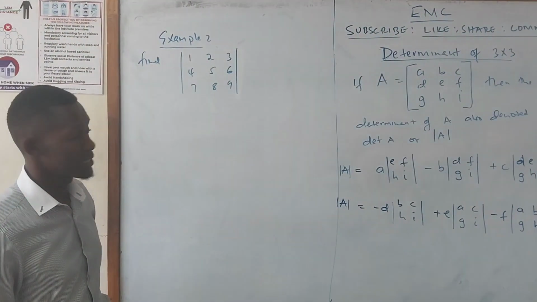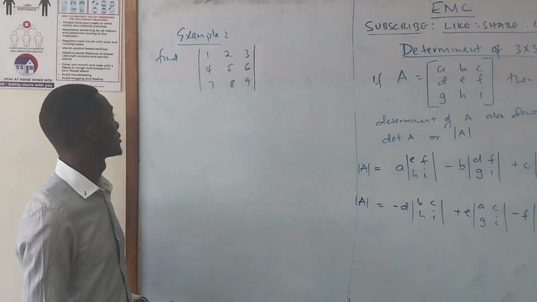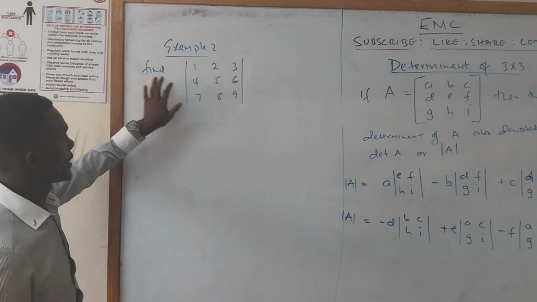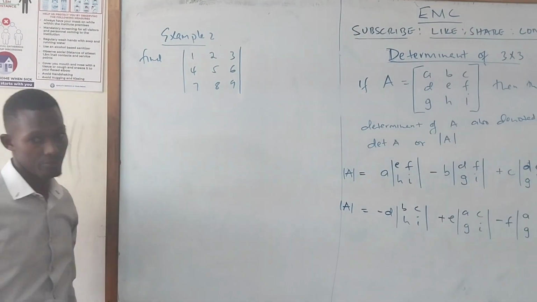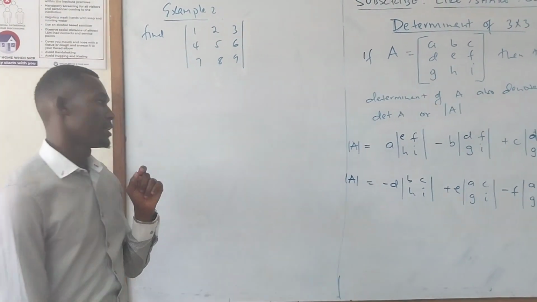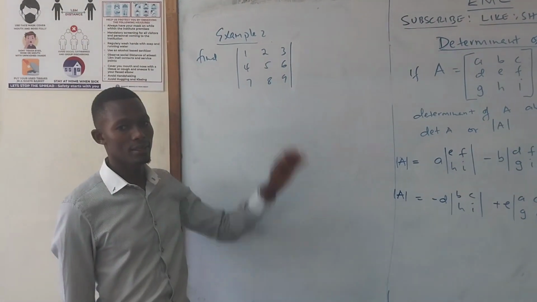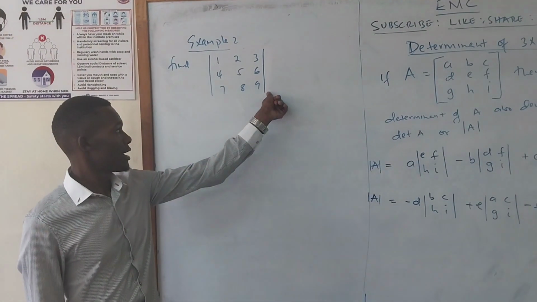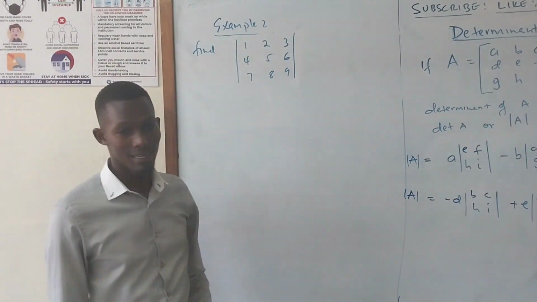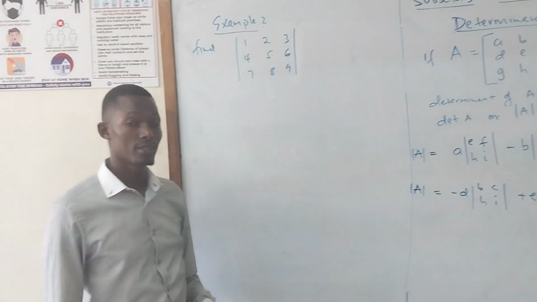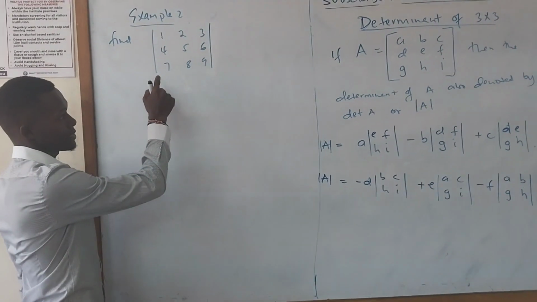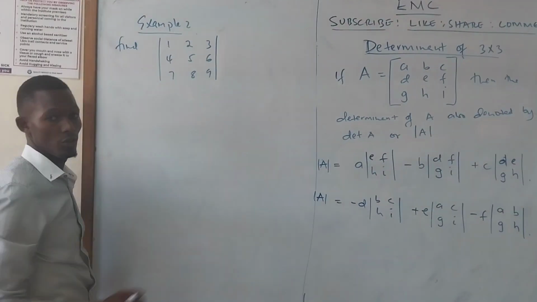So we check our second example, number 2. We have, find this. Now, the aspect that you're not told what you're supposed to be finding, you should know that when we have the bars bracketing up our matrix, then it means you're supposed to be finding the determinant. So therefore, this is just saying find the determinant of this matrix.